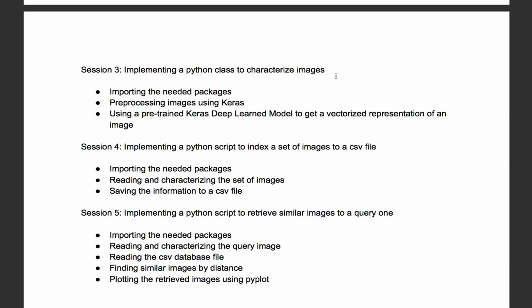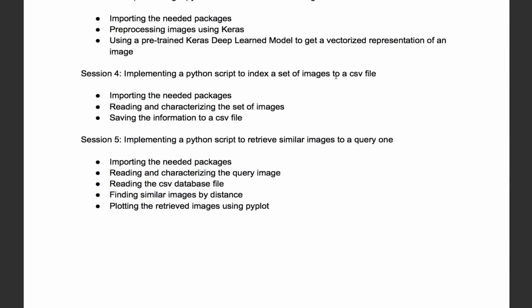Then in session 4 we will implement a Python script that will read a folder with images and index them, or store them in a CSV file as a kind of database. We will read each of the images, use the class that we implemented earlier to generate the feature vector representation, and save this information to a CSV file that we then use as a database of our images.